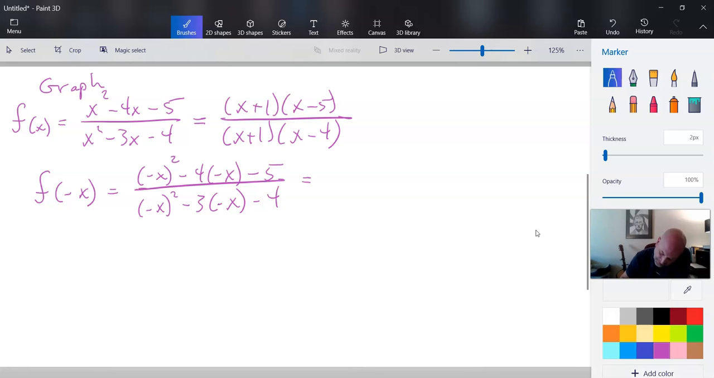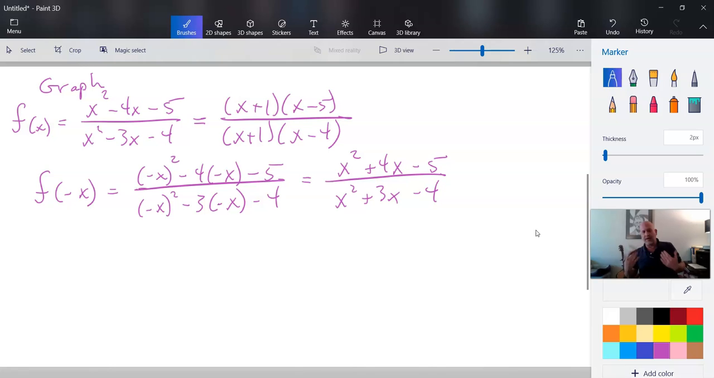Okay, and so if we simplify this, if I square a negative x, I just get x squared. Here I have a negative times a negative, so that makes it plus 4x, and that would be minus 5. And that makes the denominator positive x squared, plus 3x, and minus 4.